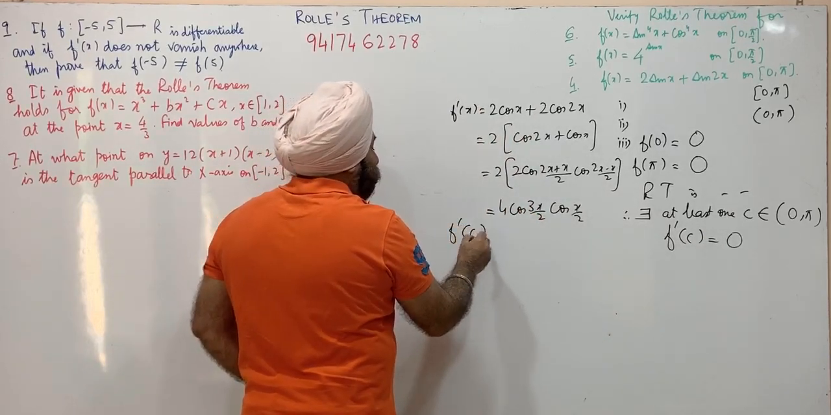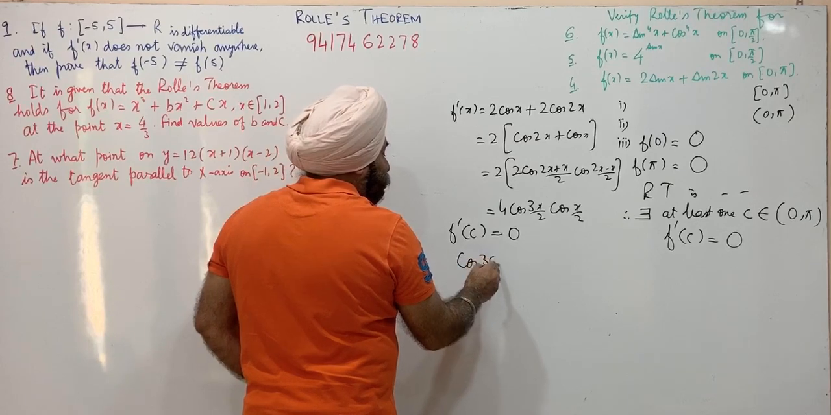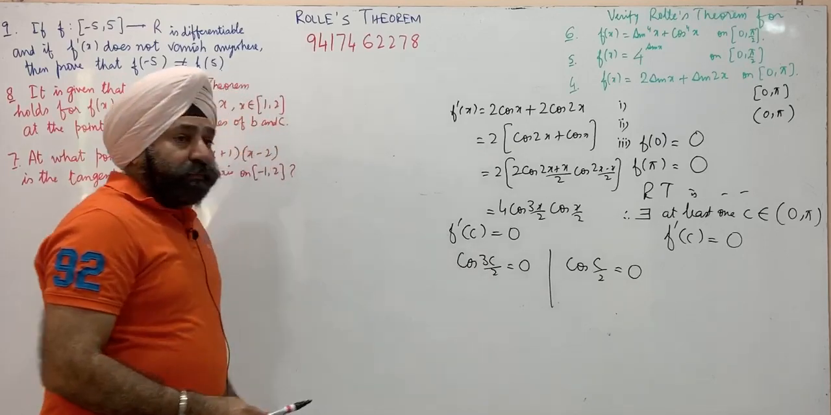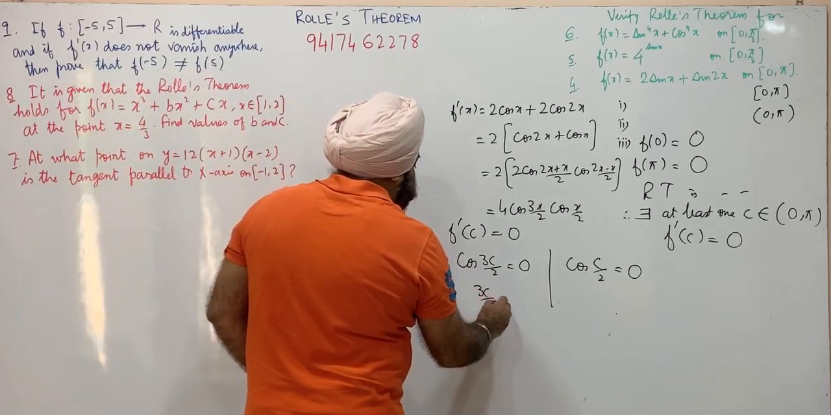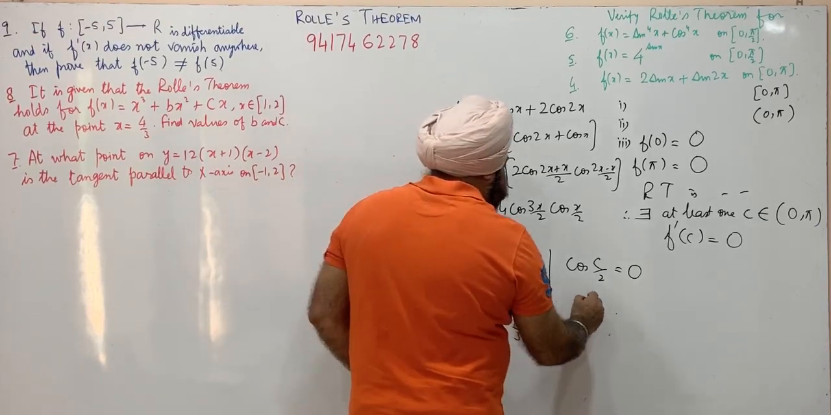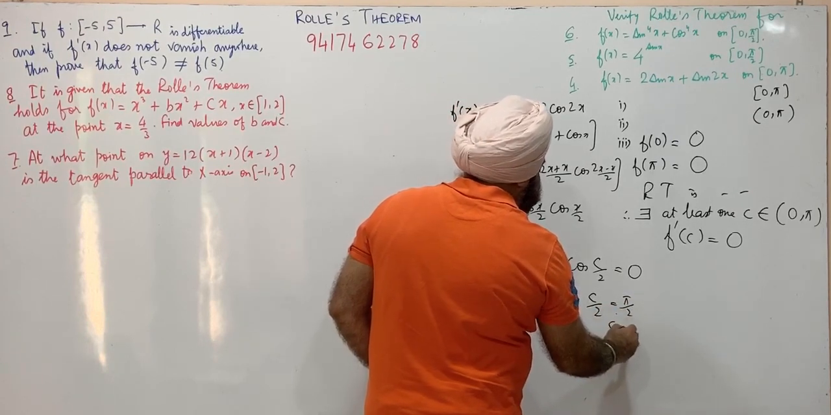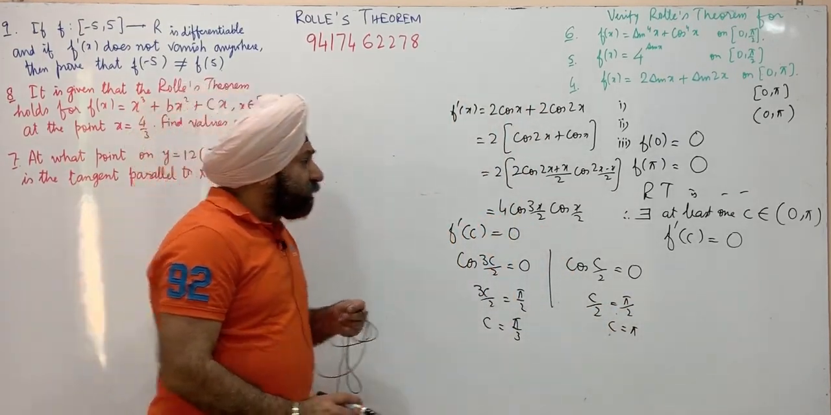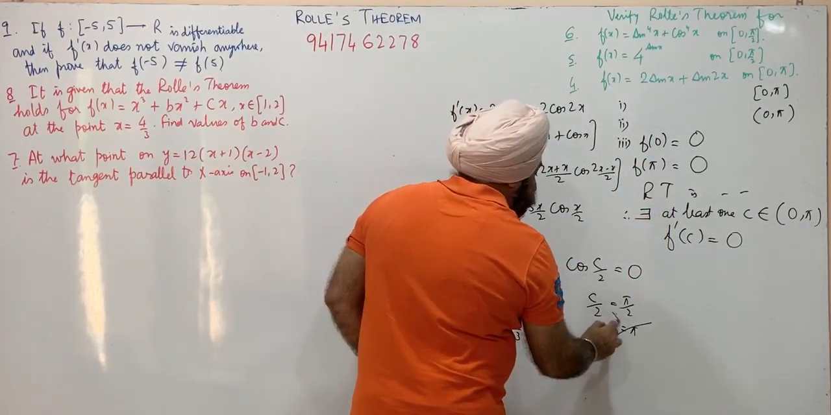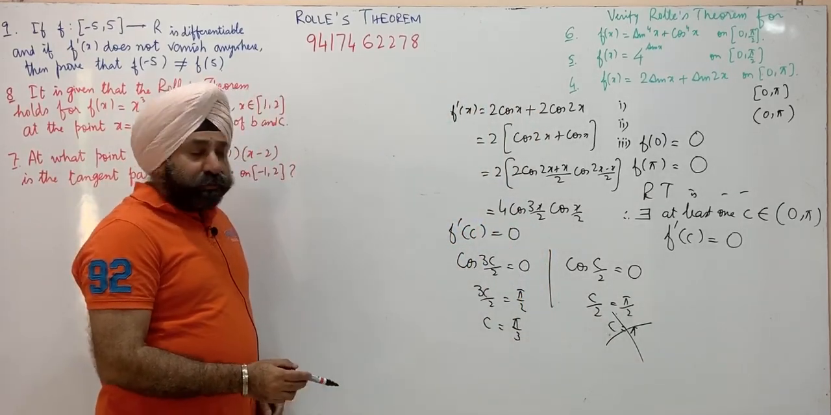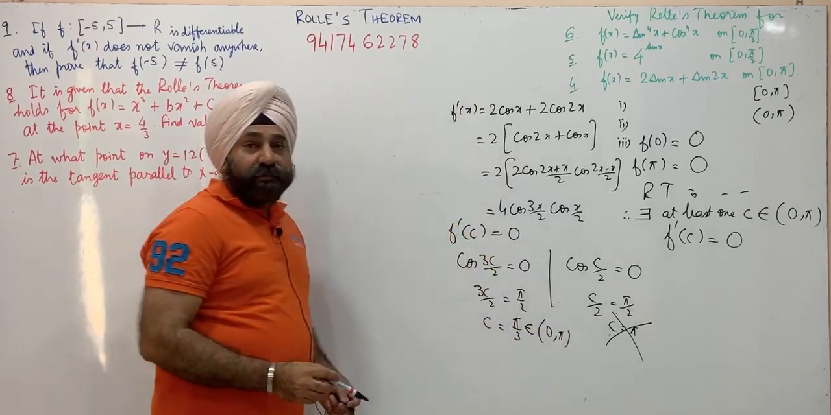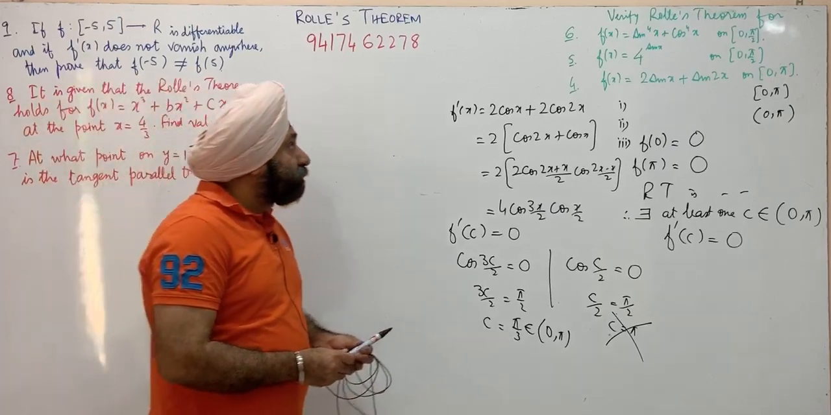So f dash of c equals 0 means cos of 3c by 2 is 0 or cos of c by 2 is equal to 0. This gives us 3c by 2 equals pi by 2, or c is equal to pi by 3. And from the other, c by 2 is equal to pi by 2, or c is equal to pi. The value of c has to lie in the open interval 0 to pi. Therefore, c equals pi will be cancelled out, as this doesn't belong to the open interval. Pi by 3 belongs to the open interval 0 to pi. Therefore, this is the value of c. This is how we verify Rolle's theorem.